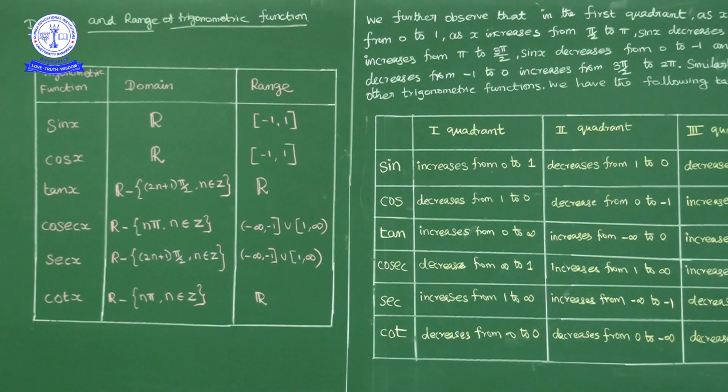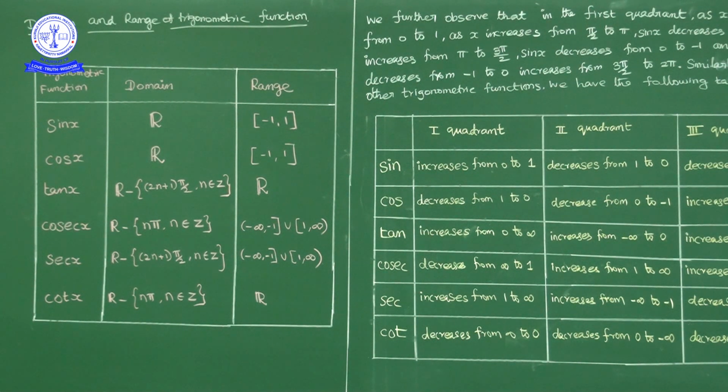Okay, next, cot x. Cot x is cos x upon sin x. Cot x is the ratio of cos upon sin. So cot x is defined whenever sin x is non-zero. Cot x is not defined whenever sin x is 0.